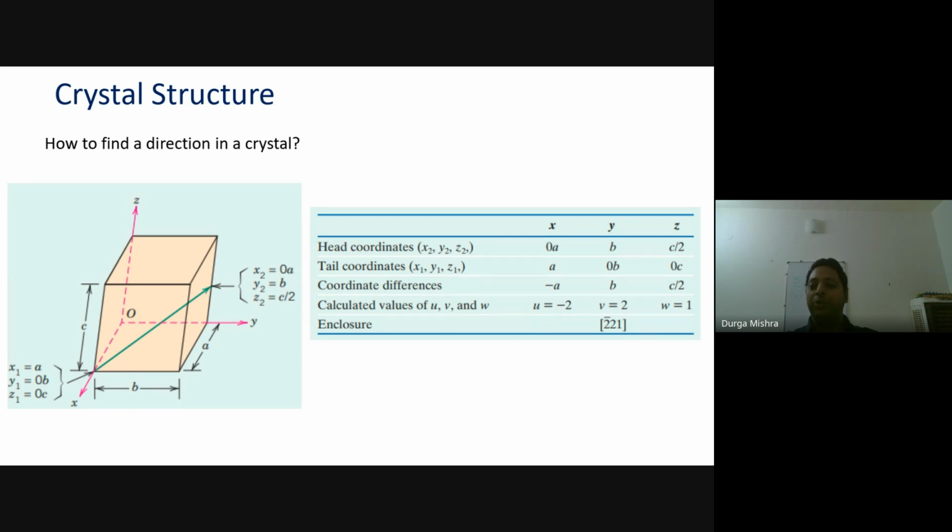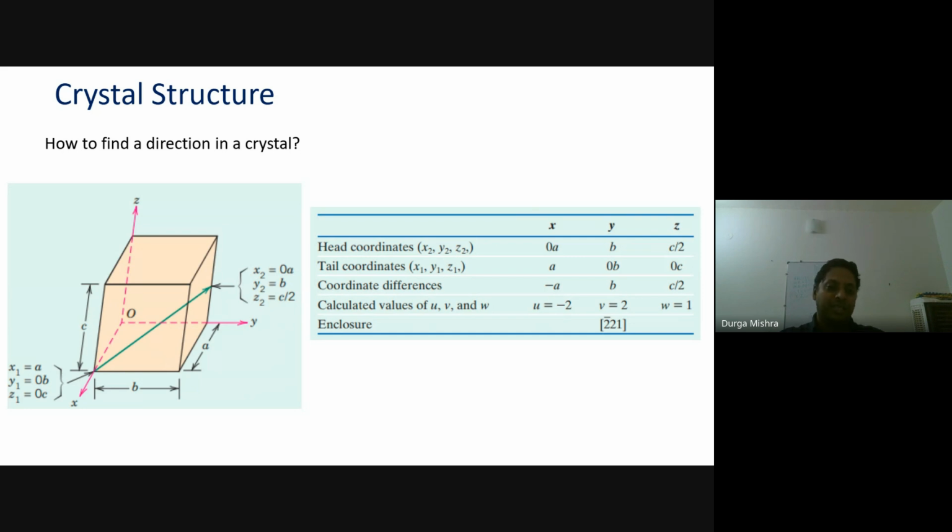So that means your direction will be, to show that you have a negative sign, instead of putting minus 2, you put a bar over 2, so that represents 2 bar, then 2 and 1, and then you close it with a square bracket. This is important. The minus sign will be represented by a bar, and you have to put a square bracket to say this is the direction of this line. So this line has a direction 2 bar 2 1.